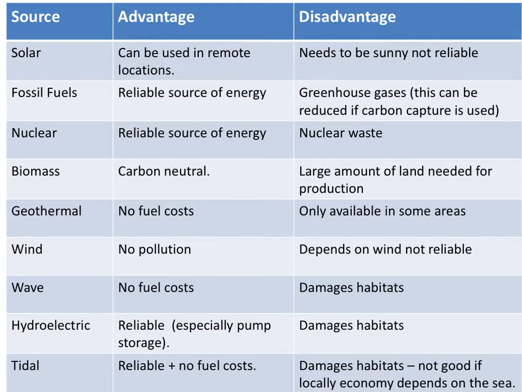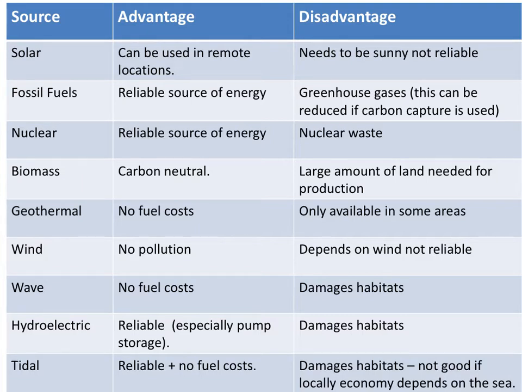Moving on to nuclear fission next. Nuclear fission again is a really reliable source of energy. It also produces the most energy per kilogram of any method of generating electricity. The main issue with nuclear is the fact that it produces nuclear waste, and it's got radioactive waste that will last thousands of years, and you need a way of storing that, which is the main drawback to nuclear.